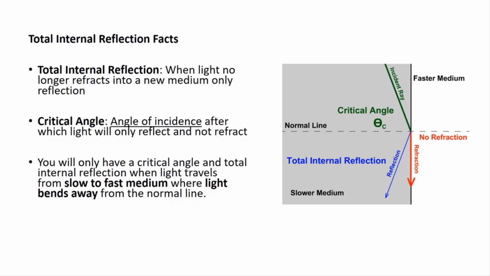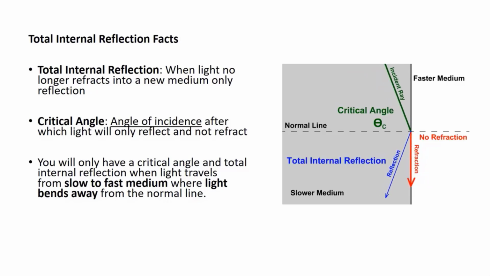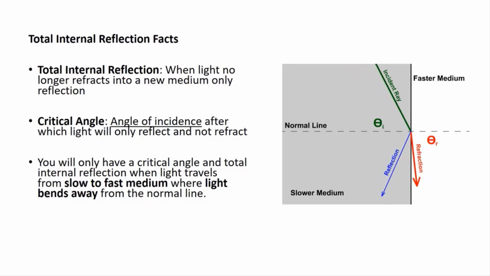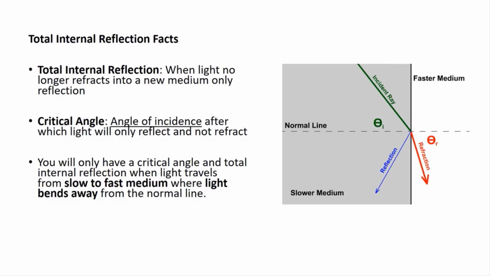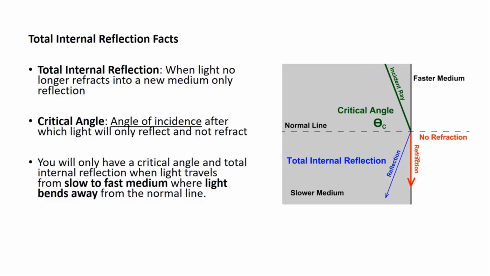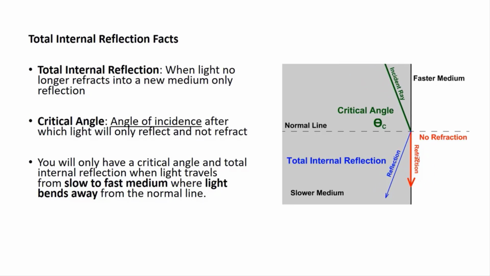Total internal reflection only works when you're going from a slower medium to a faster medium. And what happens is, take a look at this ray right here, as the refracted ray bends away from the normal line, there's going to be some point where the angle of incidence doesn't matter. It can get as big as it wants, and there's only going to be reflection. So here's a definition of total internal reflection. When light no longer refracts into a new medium, there's only a reflection. Critical angle is the angle of incidence after which light will only reflect and not refract.